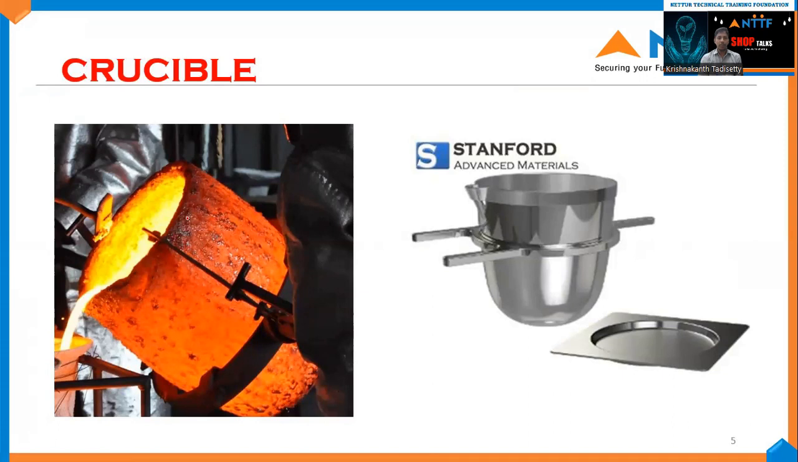In this picture, we can observe the crucible. So this is how the crucible looks. This crucible is mainly used in casting products.